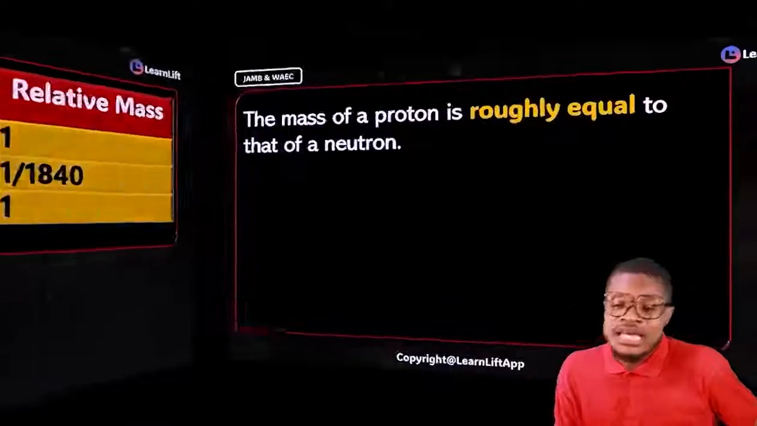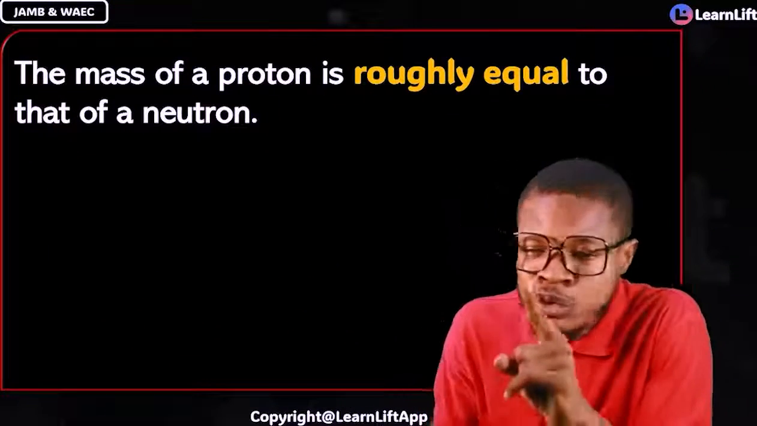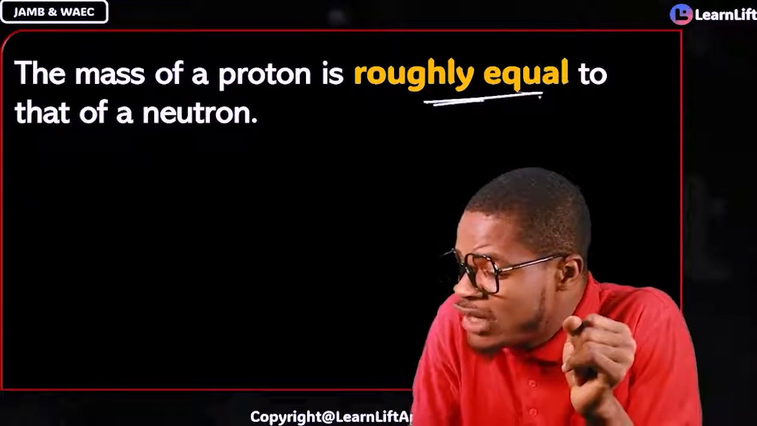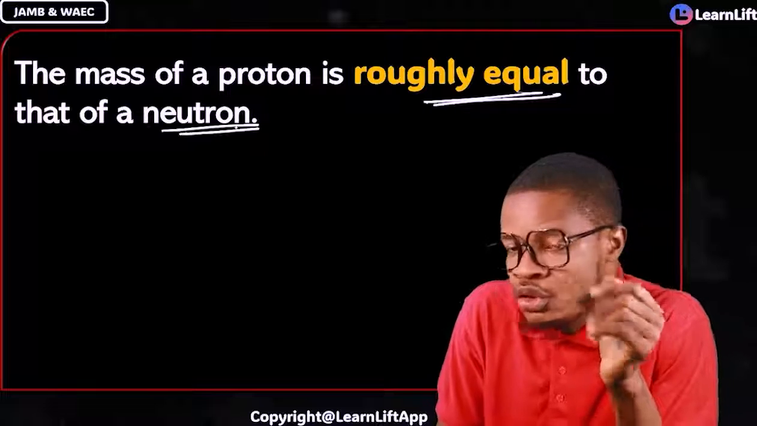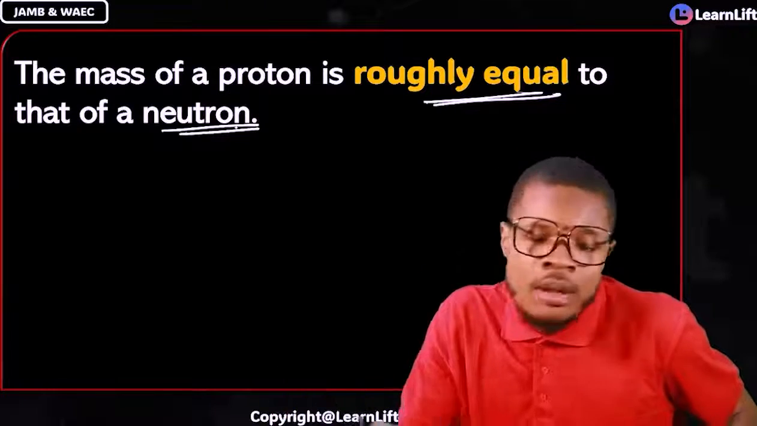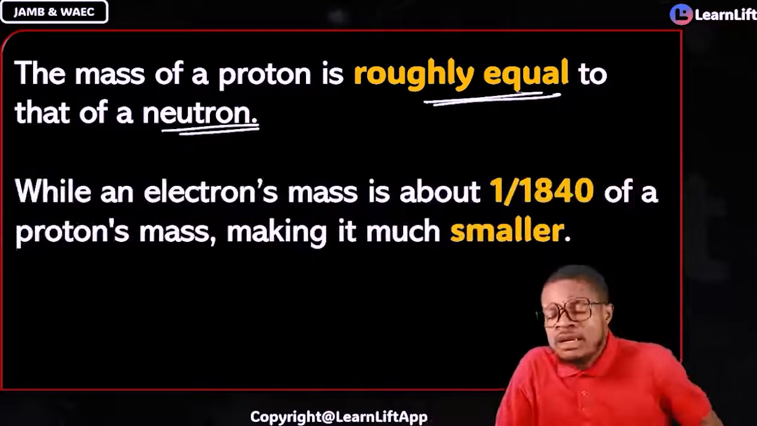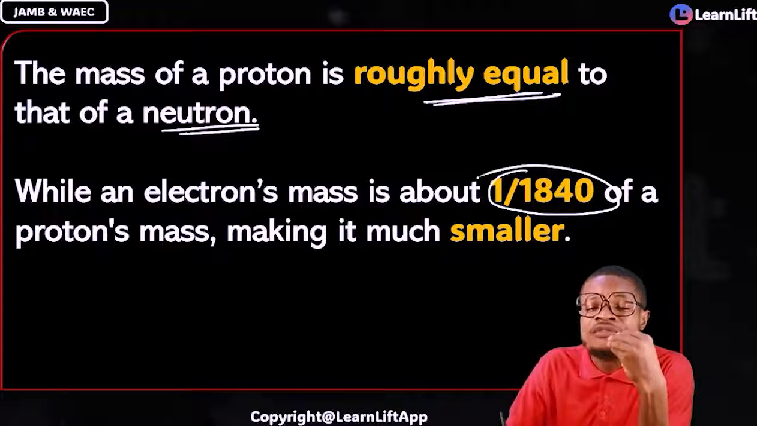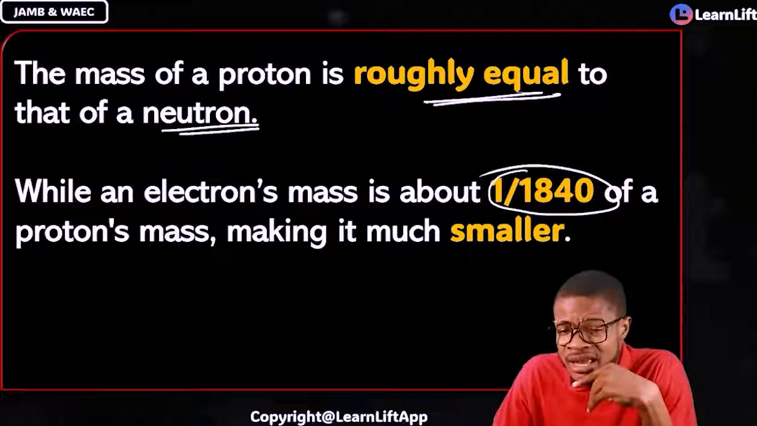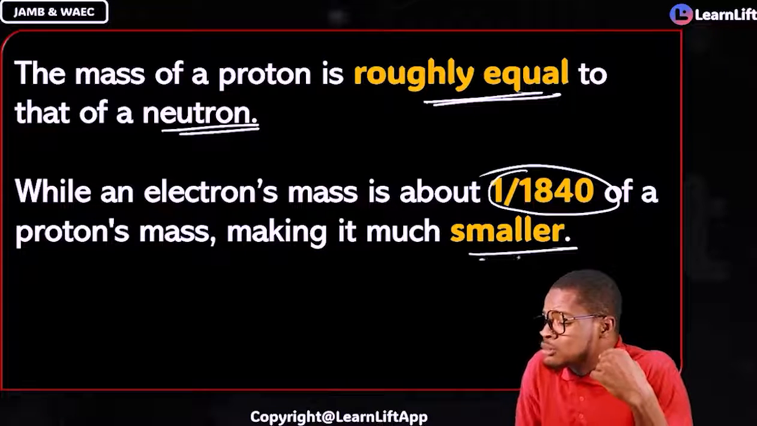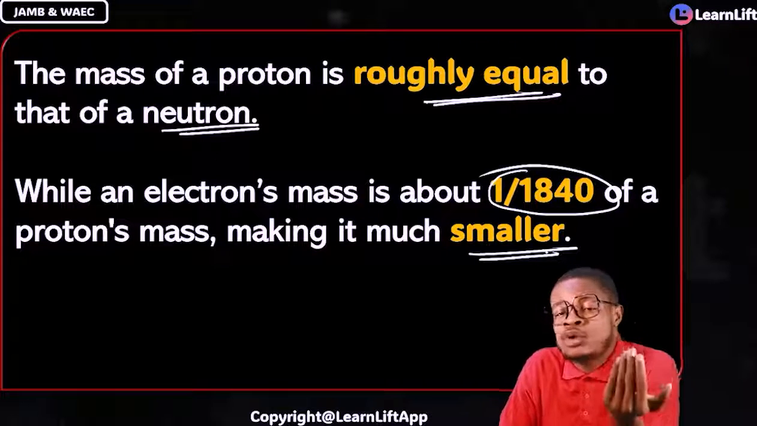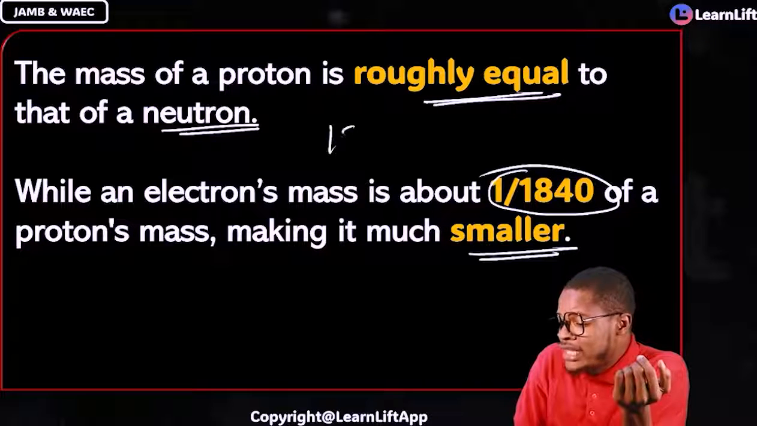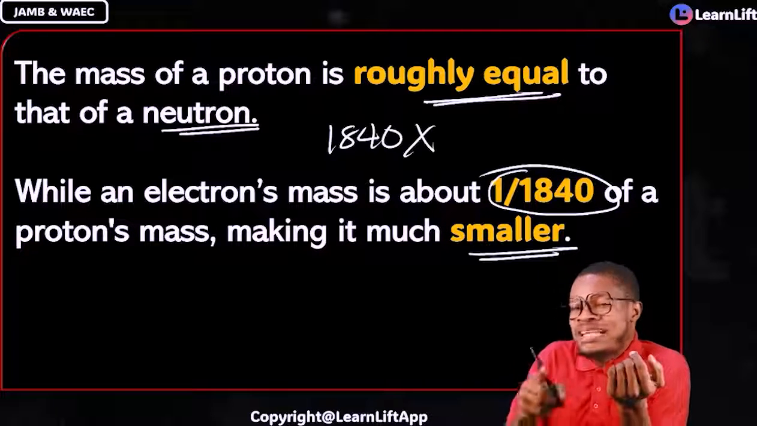Please, I'd like you never to forget that. Don't forget that the mass of protons is roughly equal to that of what? Your neutrons. That's why both of them are 1, 1. But when you come to electron, it's not like that. The mass of electron is 1 over 1840 of the mass of protons, making it much smaller than protons. Or you can say proton is 1840 times the mass of electron.